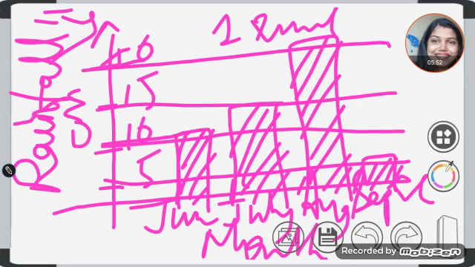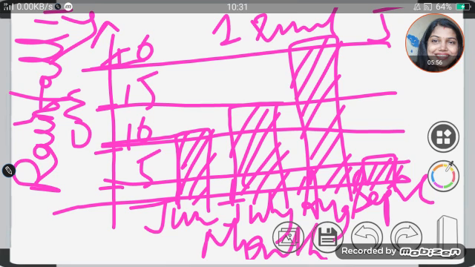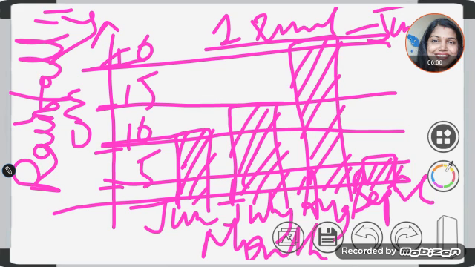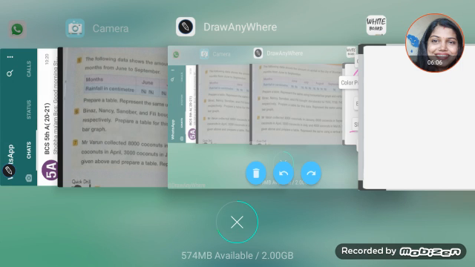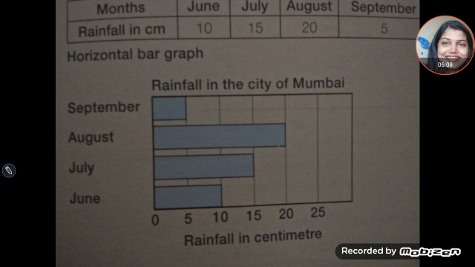1 unit is equal to 5 centimeters. Scale is also very important, children. After all, we have to plot the graph on the basis of the scale we have already seen in the previous video. So let us go ahead, and somewhere you will get a graph like this. Okay, this is just an idea I'm giving you. This is a horizontal bar graph, children.